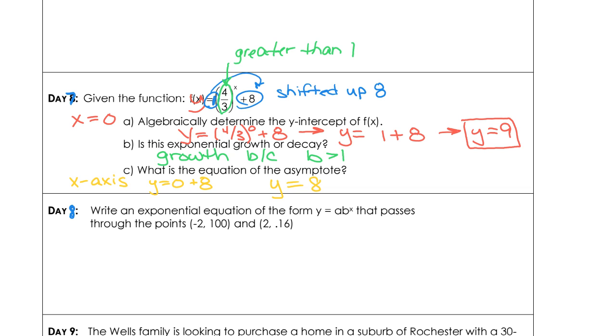Just a little quick sketch, and you guys could sketch this in your calculators too. Everything gets shifted up 8 units, so this dashed line at 8 is basically like your old x-axis. And we said that it was growth, right? So it's going to get close to that y equals 8. That's your asymptote. And then right here, where it intersects your y-axis, your y-intercept would be 9.